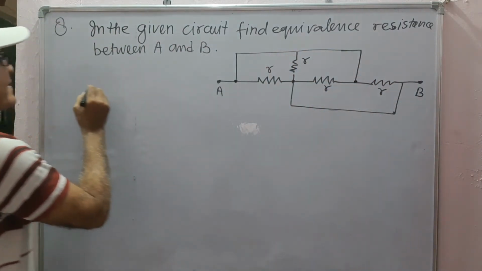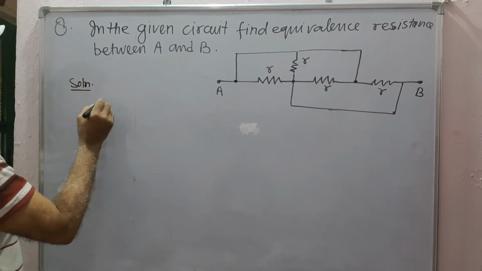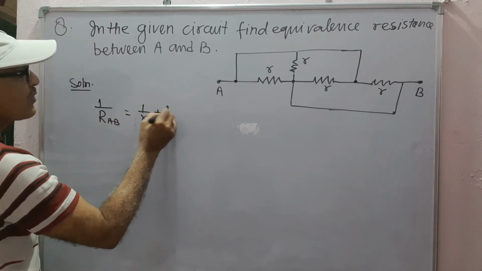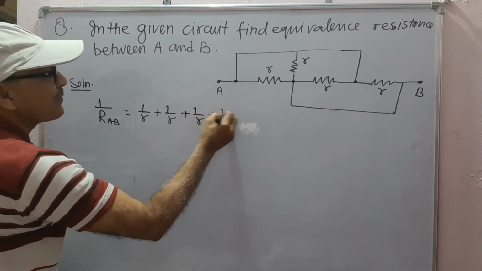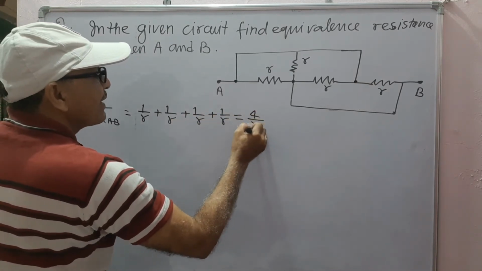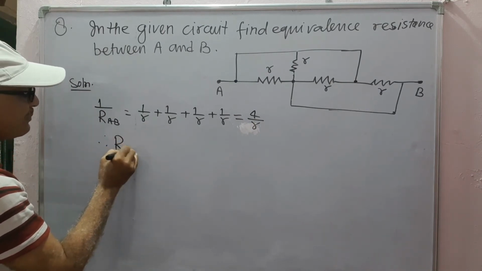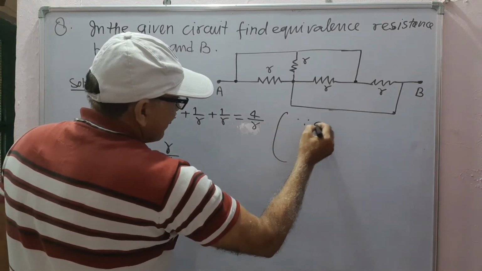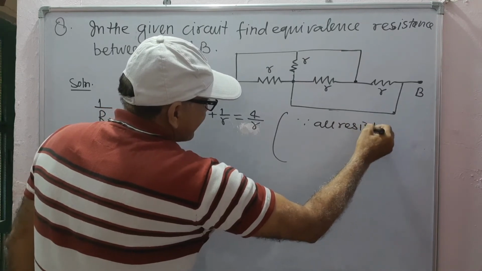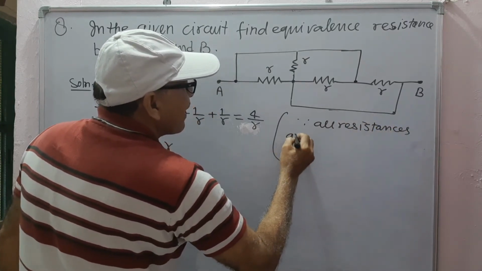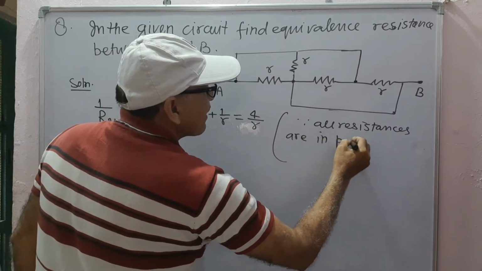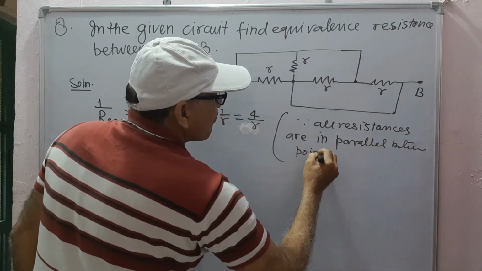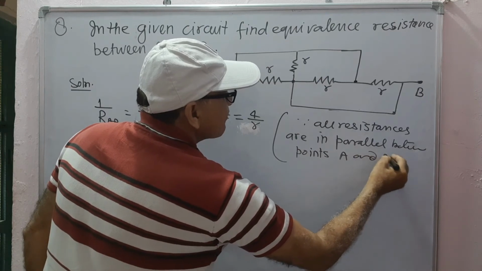So resultant resistance will be 1 upon RAB as 1 upon R plus 1 upon R plus 1 upon R plus 1 upon R, that is 4 upon R. Therefore RAB will be equal to R by 4, because all resistances are in parallel between points A and B.